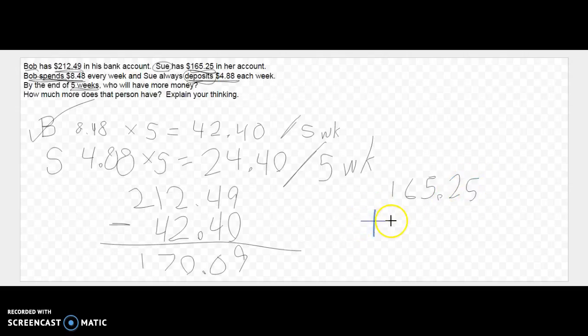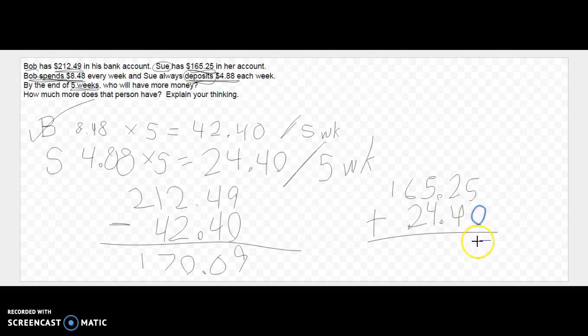And she's adding her money. Bob was spending, she's depositing. And she added $24.40.